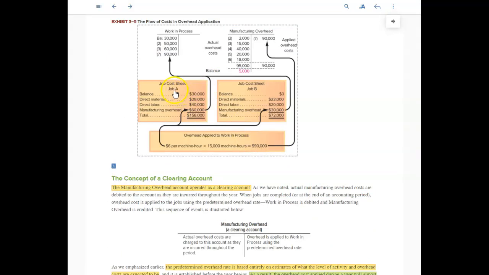Here's job cost sheet A. It was started last month, and the $30,000, if you want to get a little more detailed, represents materials, labor, and overhead incurred last month. Okay. This month, more materials, more labor, more overhead. So this job cost us a total of $158,000. And we completed it this month.